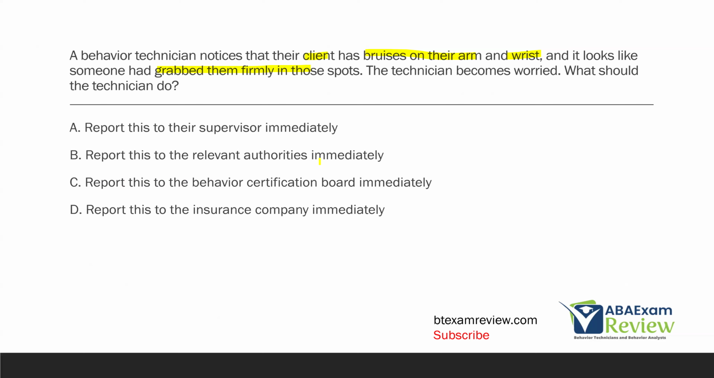You just don't know enough yet. Had you seen something happen, that's a different story. Here, we just have this permanent product. We don't even know how it got there. C, report this to the Behavior Certification Board immediately. Well, the BCBA is not going to be able to do anything about this. They don't control the parents. They control us, RBTs and analysts. And then D, report this to the insurance company immediately. Insurance deals with billing. It deals with hours. They're not going to be able to help with this.